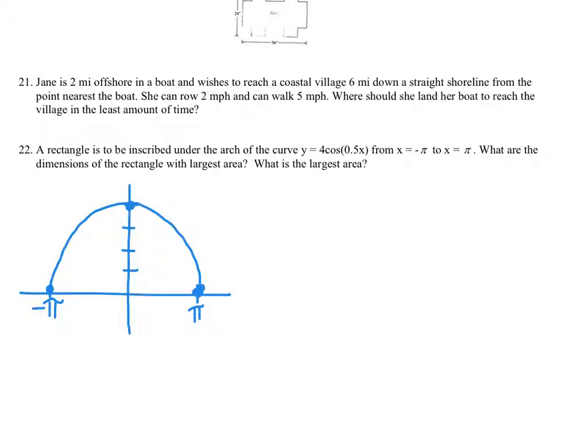I mean, worst case scenario, if you're ever in a jam, you don't have to go back to like algebra 2 ways of creating these graphs. Just plug in the negative pi and the positive pi. Just make sure that they give you zeros. All right. What are the dimensions of the rectangle of the largest area, assuming that it's inscribed under the arch? All right, so let's place it under the arch.